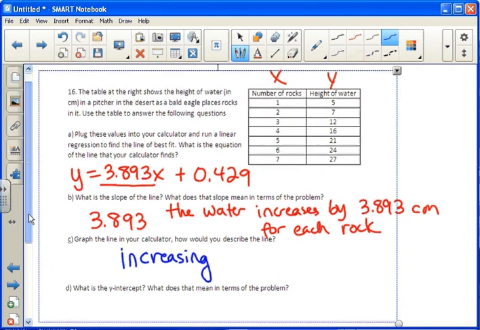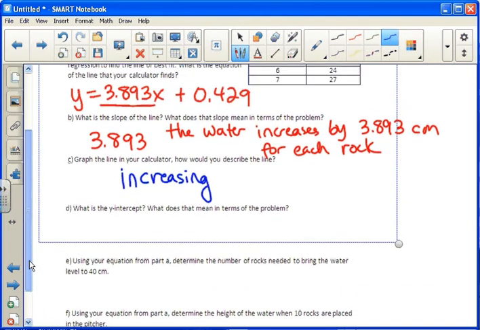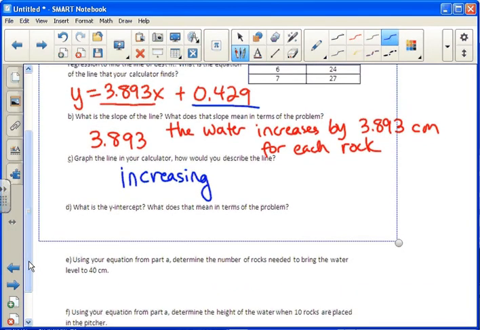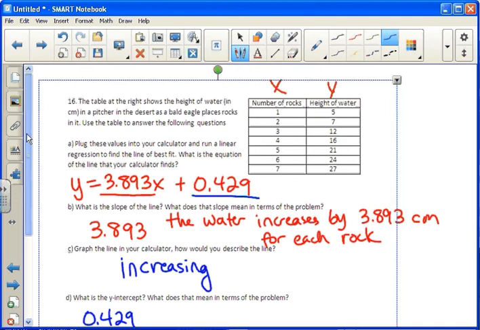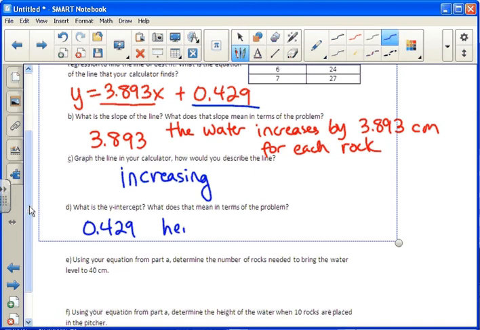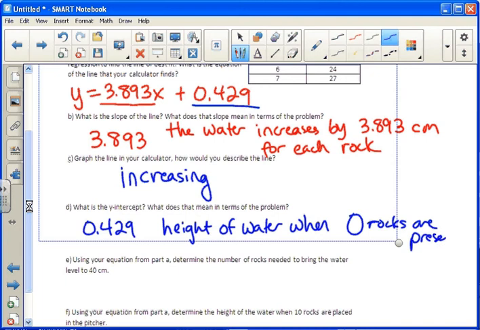Okay, part D, what is the y-intercept? Well, the y-intercept is the number that's by itself, so it's 0.429. What does that mean in terms of the problem? Okay, the y-intercept is always the amount of y you have, so the height of the water, when x, the number of rocks, is 0. So it's the height of the water when no rocks or 0 rocks are present. You could say it's the height of the water before the eagle drops any rocks in. And that does make sense. There's got to be some water in it to start with.